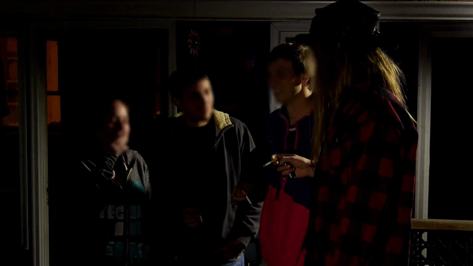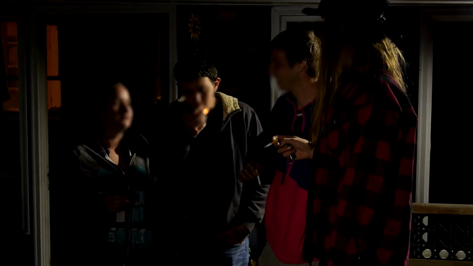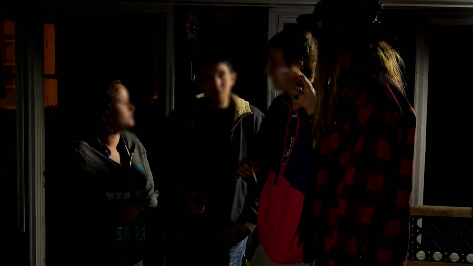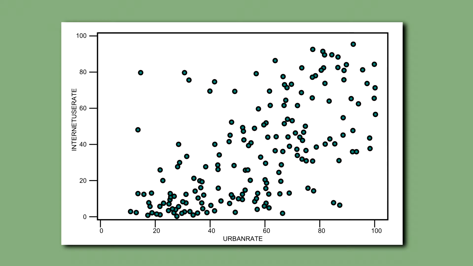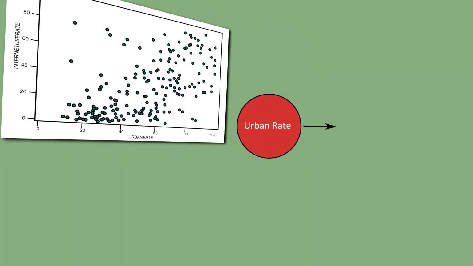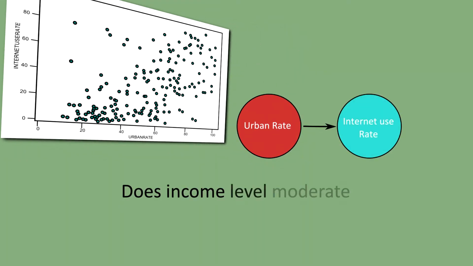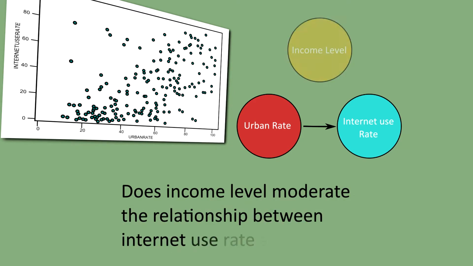So now, let's test for moderation within the context of our final inferential test, the correlation coefficient. You might remember this scatter plot and correlation based on the Gapminder data between rate of urban dwellers in each country and the internet use rate. We found that this was a significant association with a correlation of 0.61. But might this relationship, this correlation between urban rate and internet use rate differ based on countries with different income levels?